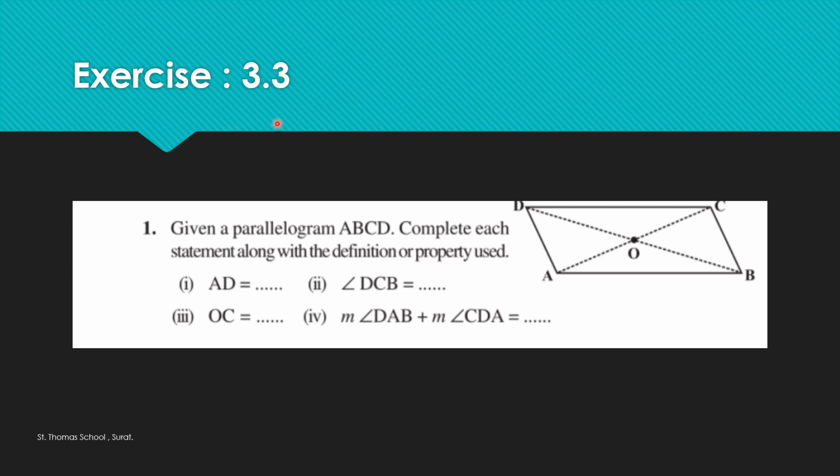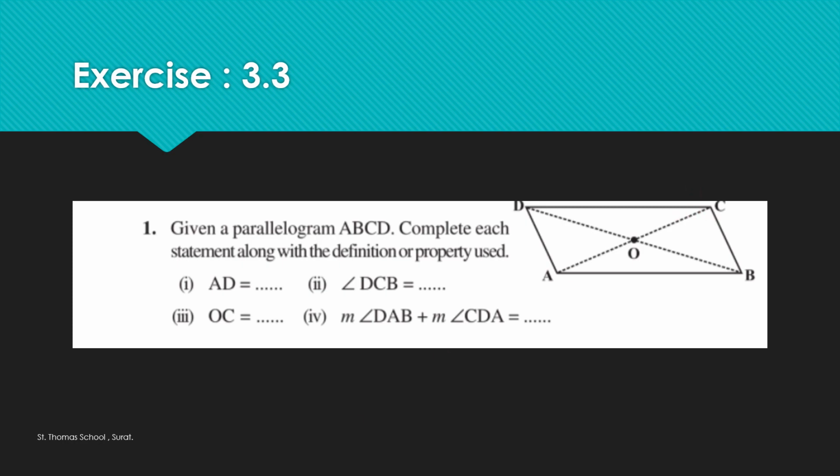Exercise 3.3. First one, given a parallelogram ABCD, complete each statement along with the definition or property used. So you have to complete here. AD is equal to dash. You know that AD and BC are equal. So it is property, right? In a parallelogram, opposite sides are equal. Okay. Angle DCB.